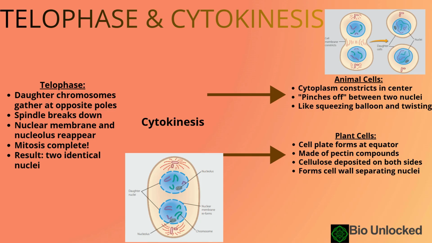Basically, in animal cells, the cytoplasm constricts in the center between the two nuclei and pinches off, kind of like a balloon in the middle, until the edges meet, then twisting it into two different bubbles, like clowns do. However, in plant cells, a cell plate forms while the nucleus is still in telophase. Thickenings appear on spindle fibers at the equator and join up, forming a cell plate made of pectin compounds. Cellulose is then deposited on either side, forming a cell wall to separate the two daughter nuclei.